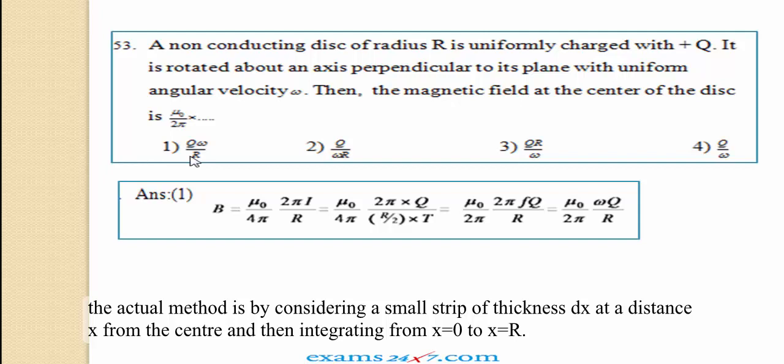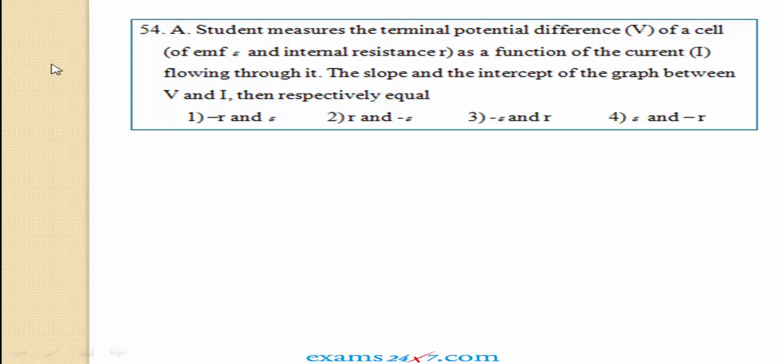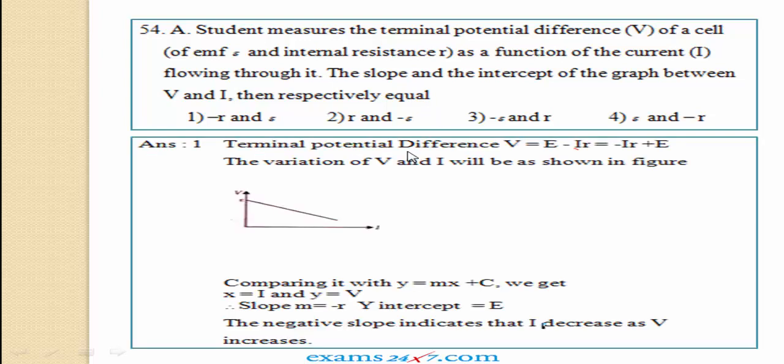Question number 54. A student measures the terminal potential difference V of a cell of EMF E and internal resistance R as a function of I flowing through it. The slope and the intercept of the graph between V and I are then respectively equal to. Look at the four options. The terminal potential difference V is equal to E minus IR. This equation is of the form y is equal to minus mx plus c. The variation of V and I will be as shown in the diagram given.